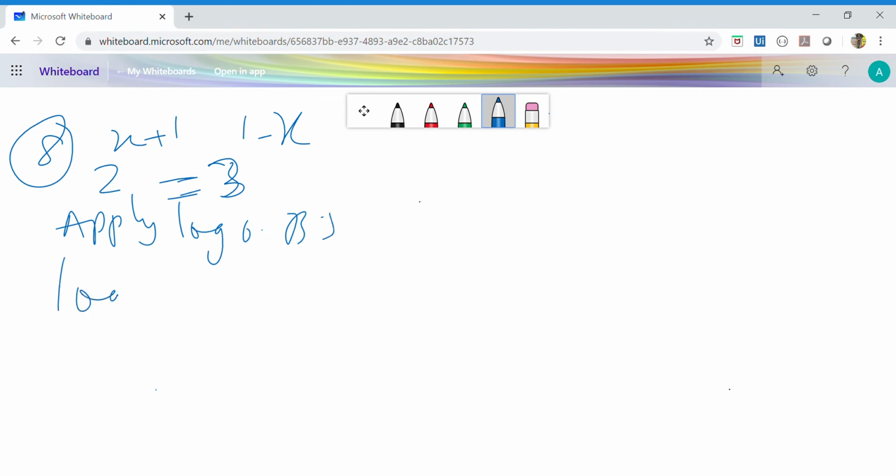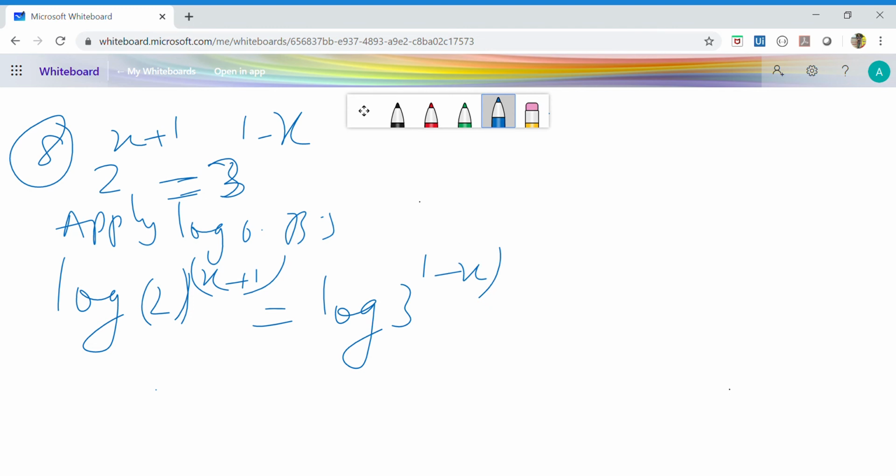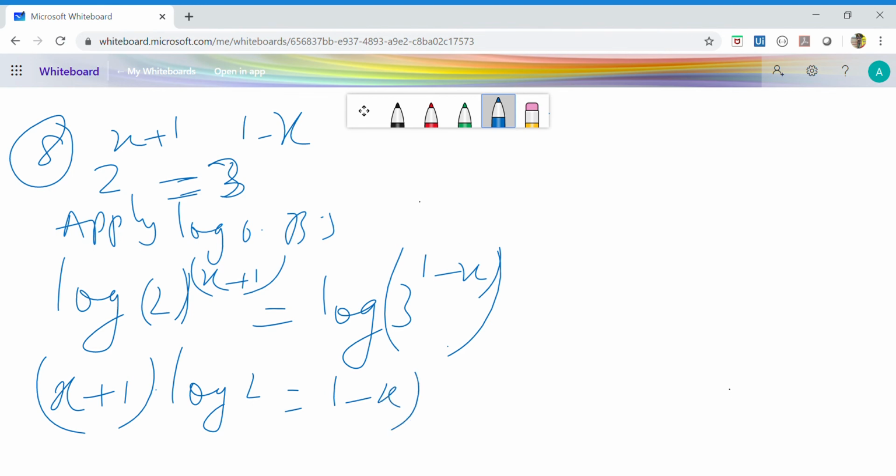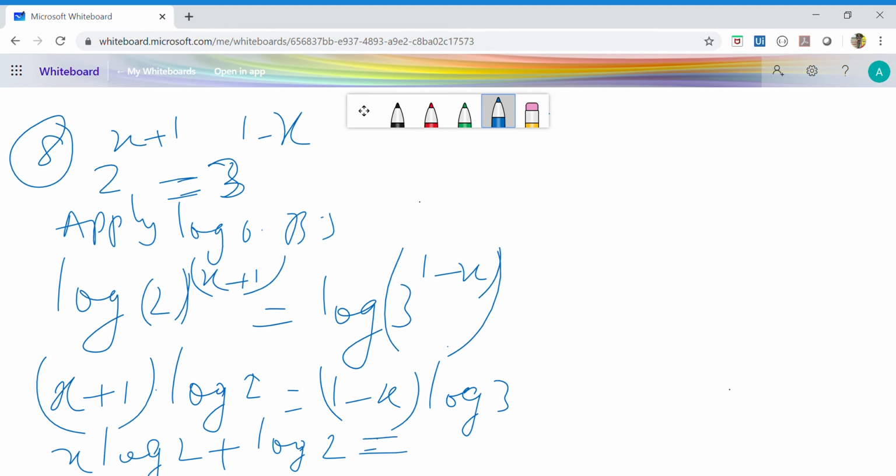So logarithm of 2 to the power of x plus 1 is equal to logarithm of 3 to the power of 1 minus x. Then as log a power m is equal to m log a, (x plus 1) log 2 is equal to (1 minus x) log 3 you will get. And by applying the distributive property, x log 2 plus log 2 is equal to 1 log 3, that is log 3, minus x log 3.